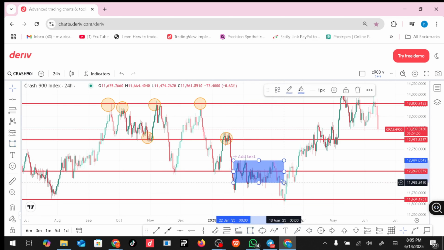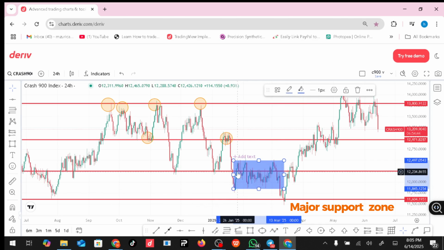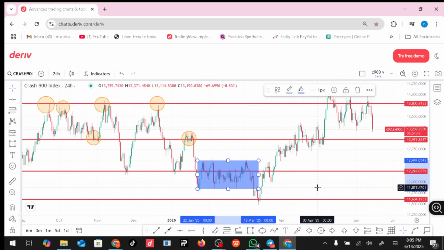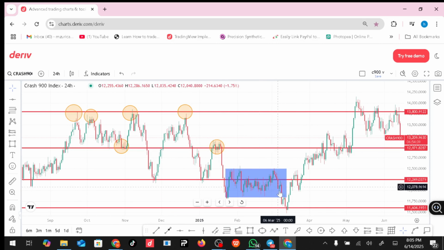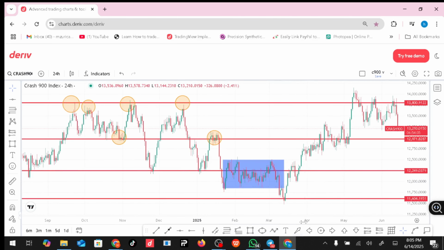The market consolidated, as you can see. It was just going parallel, then it broke, retested, came down, and wasn't able to break this zone again.